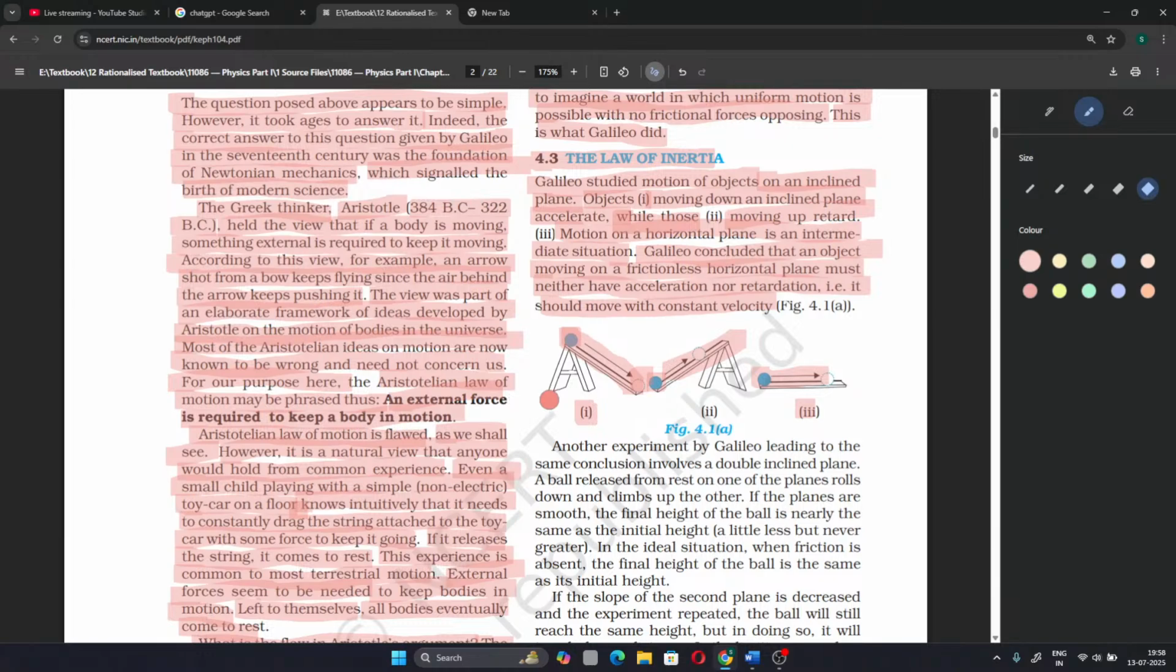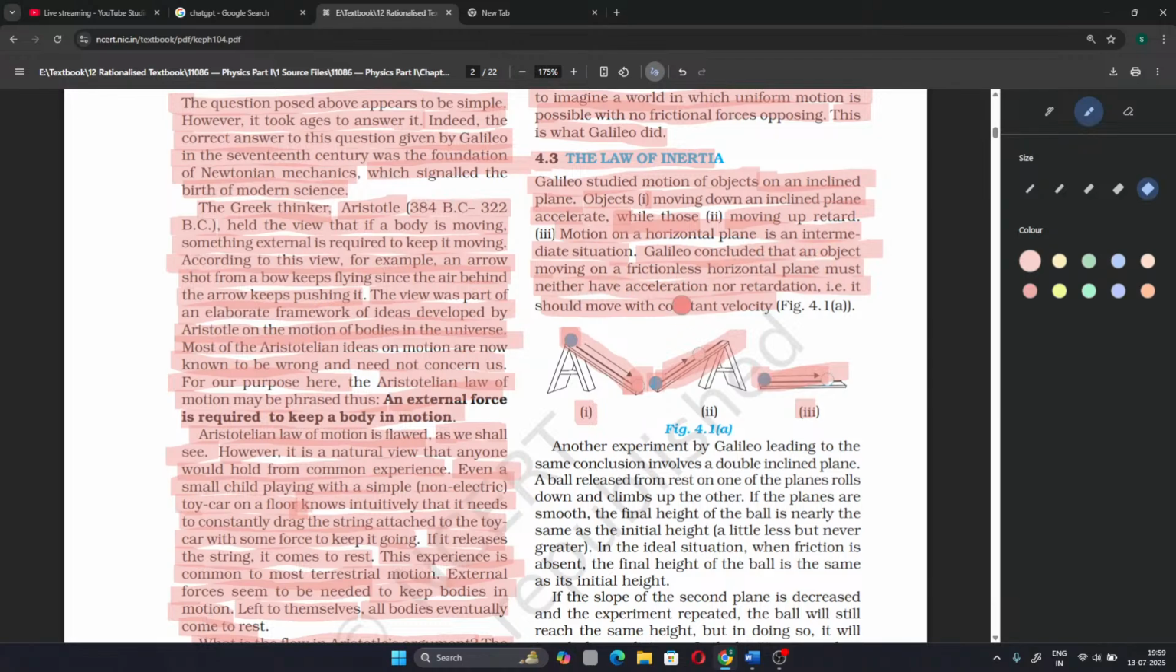But this is not actually true. It's just how we can imagine. We imagine that if it goes down a plane, its velocity should increase, so acceleration should be there. When it goes up the plane, the velocity should decrease. It should increase here, it should decrease here. So obviously people will think that when it is moving on a horizontal plane, it should be at constant velocity, right? That is also what Galileo thought.